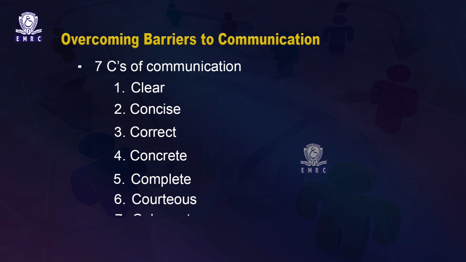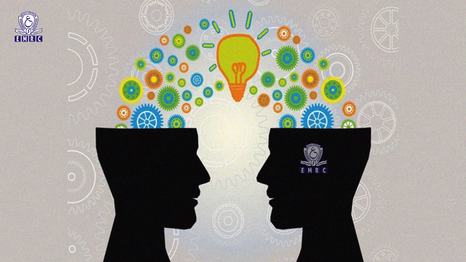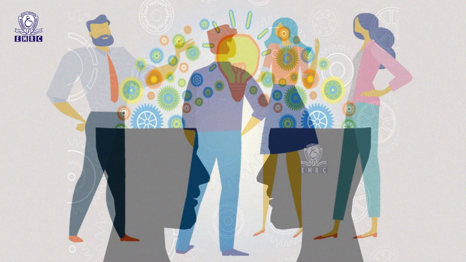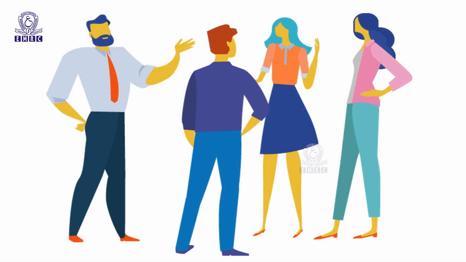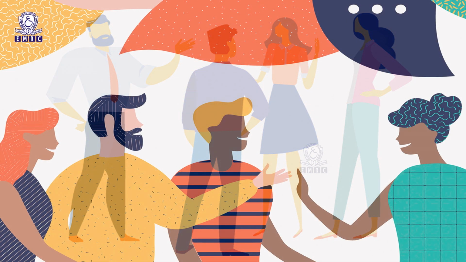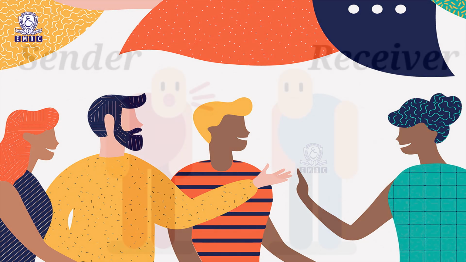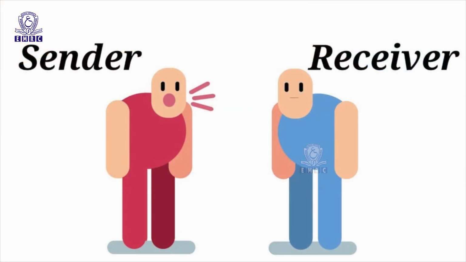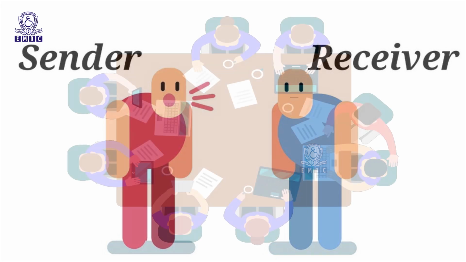The next C is coherent. Communication should be meaningful, relevant and connected to the purpose of initiating the process. It should be simple and logical so that it can be perceived by the receiver in an effortless manner.